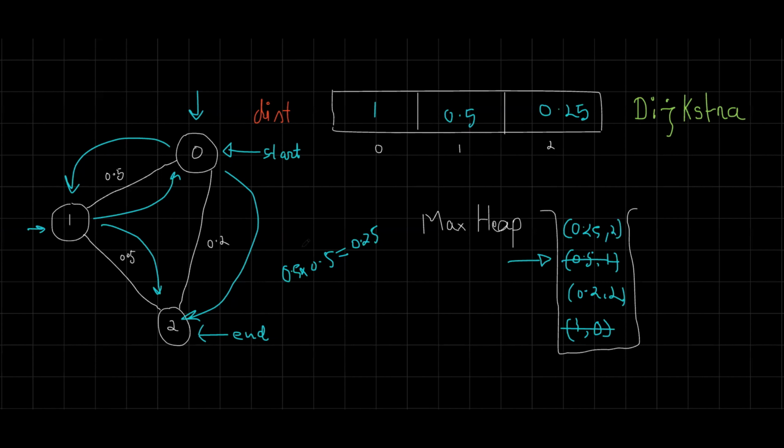So this is basically how Dijkstra will work. And after completing the iteration, we will find that from 0 to 2, we can reach with the probability of 0.25. And this is how Dijkstra basically works. I hope you understood the algorithm. Now let's move on to the code.